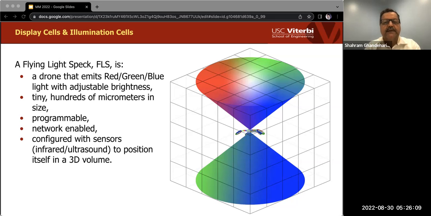This volume is partitioned into display cells that account for FLS downwash. Downwash is a region of instability caused by the flight of an FLS that impacts the flight of another FLS entering this region. We assume an illumination cell consists of multiple display cells. In this figure, the illumination cell consists of 125 display cells.